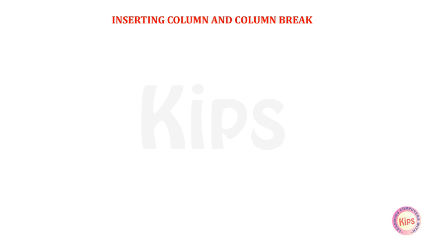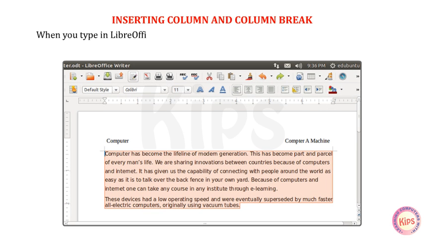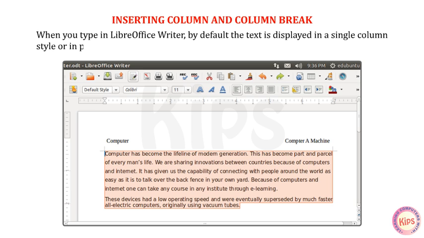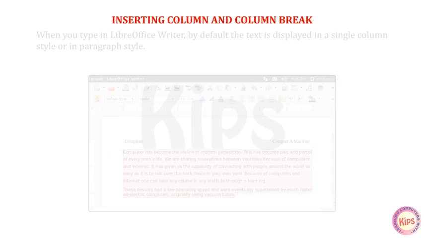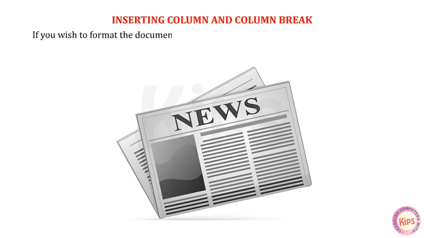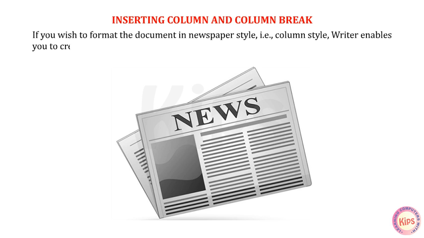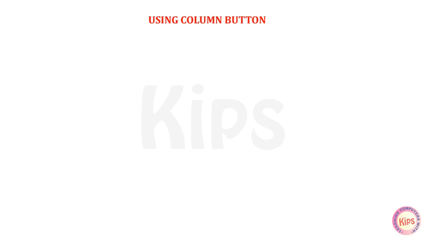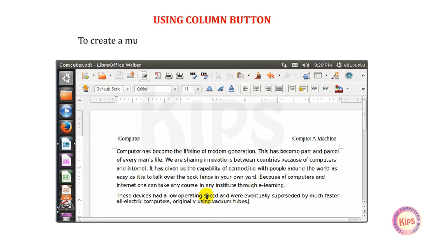Let us now talk how to insert column and column break. When you type in LibreOffice Writer, by default the text is displayed in a single column style or in paragraph style. If you wish to format the document in newspaper style, that is column style, Writer enables you to create a document in 2 or more columns. To create a multi-column document, follow the given instructions.